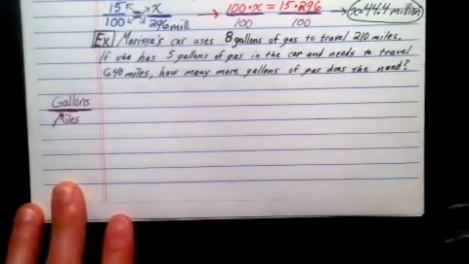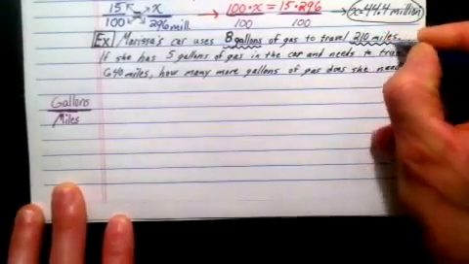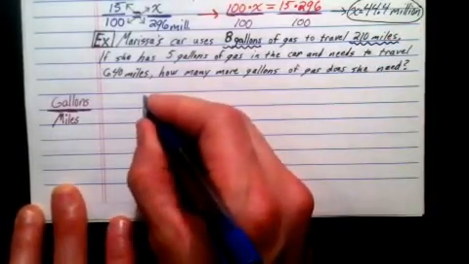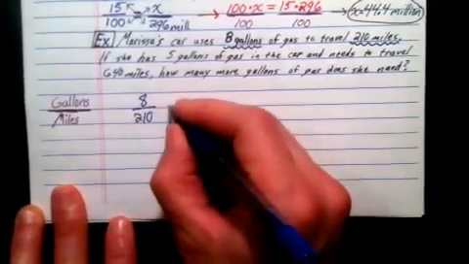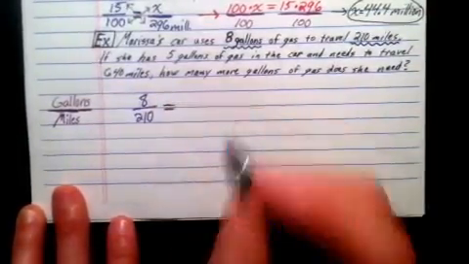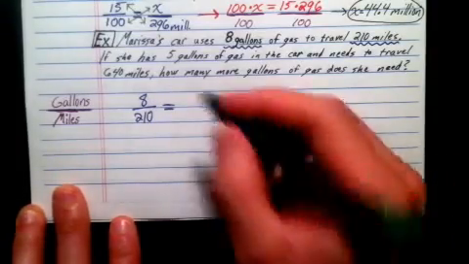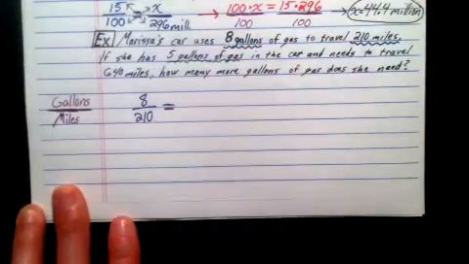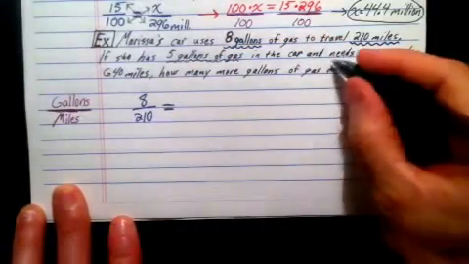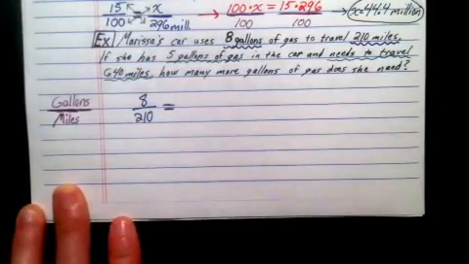So first sentence there, it took 8 gallons of gas to travel 210 miles. So our first fraction could be that 8 gallons took 210 miles. And then this is going to be proportional to, well, here's where it gets a little trickier. She has 5 gallons of gas in the car, but she needs to travel 640 miles. So how many more gallons of gas does she need?